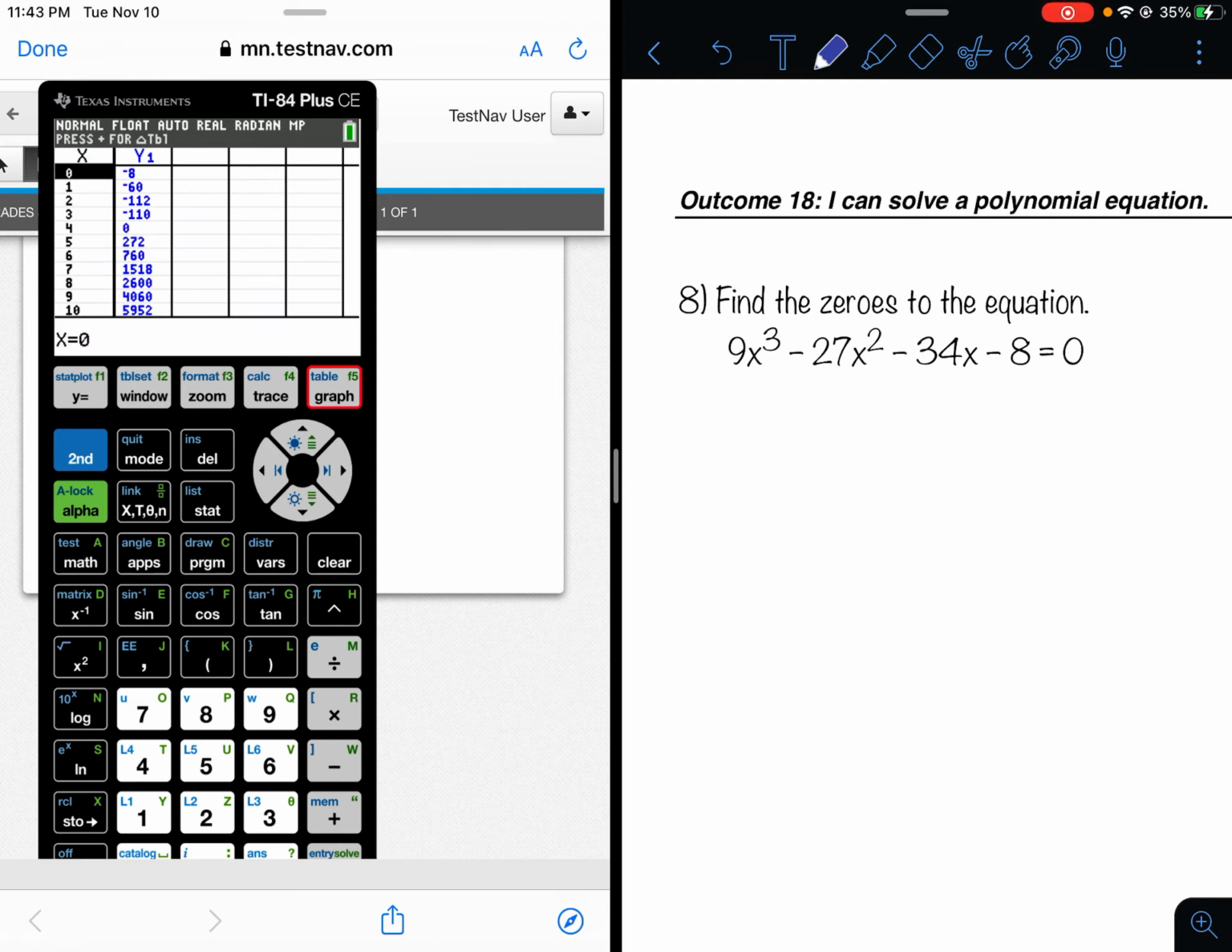So to find at least one of the solutions, we go to our table by hitting second and graph. Now from here you can see what you're looking for is where y is 0, and there is only one.